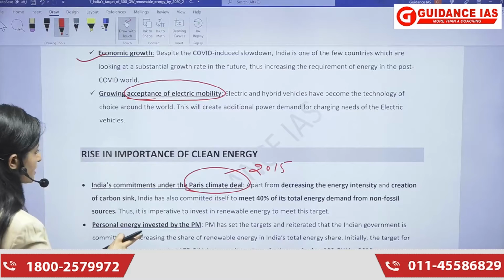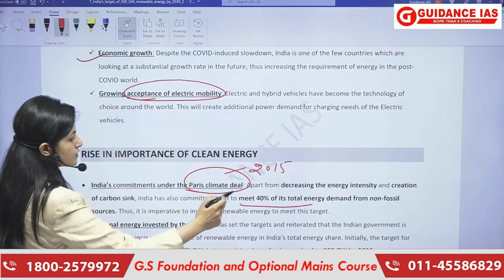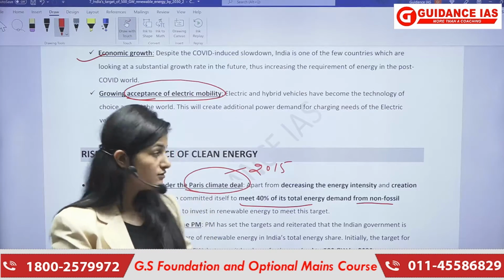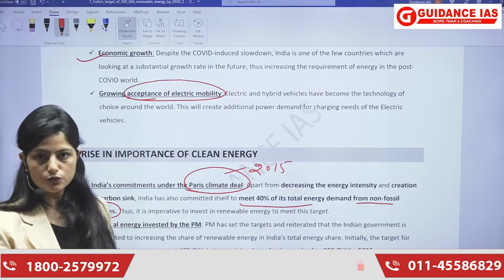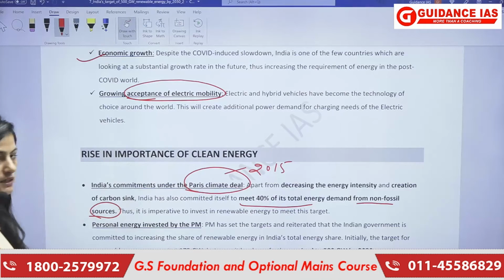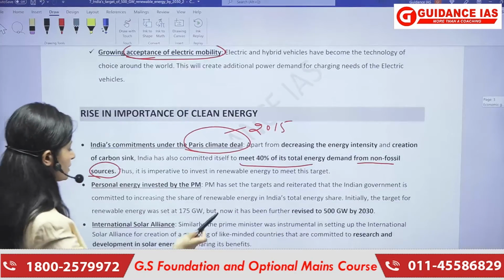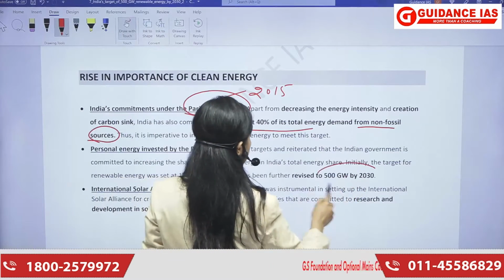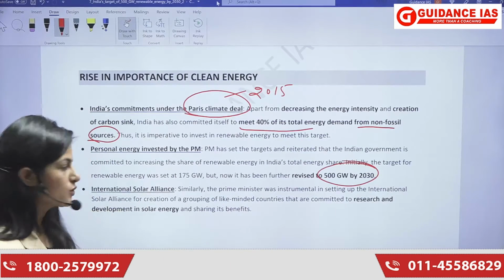And apart from decreasing energy intensity and creation of carbon sink, India has committed itself to meet 40% of its total energy demands from non-fossil sources. This we committed at the Paris climate deal, but at COP26 we increased it by 10 more percent. That is, now we are at 50%. 50% of our energy consumption has to come from renewable sources. Initially it was 40%, now we have increased it further to 50% at COP26. Now, of course, one of the targets of COP26, which we just read, is that we will produce 500 gigawatts by 2030. So this also we have to achieve, and in order to achieve it, we definitely need to invest more and more in renewable sources of energy.